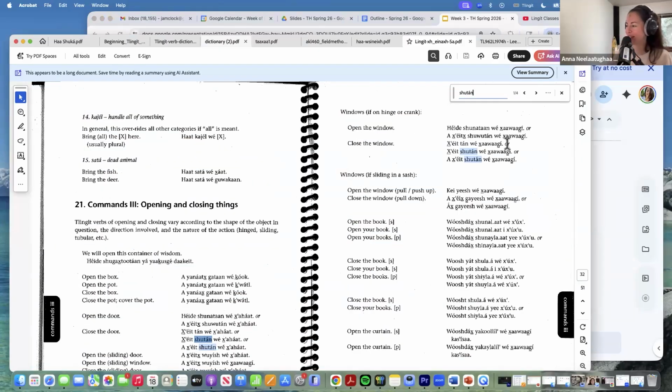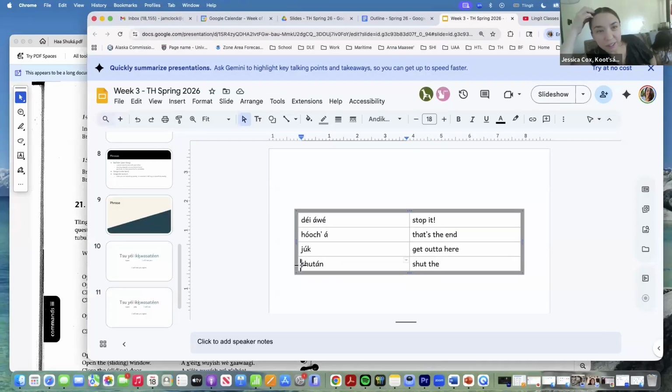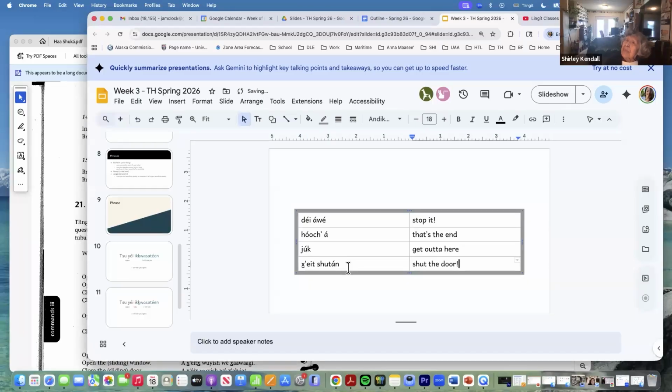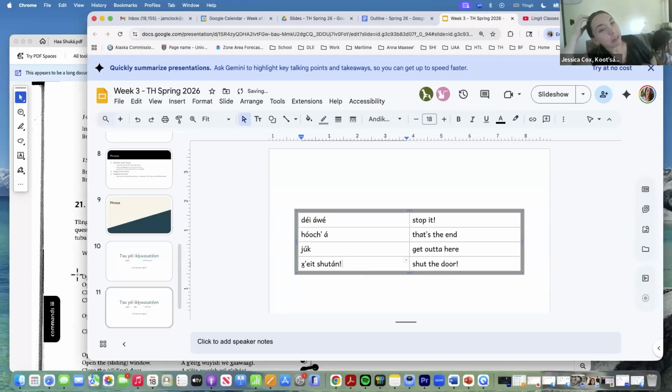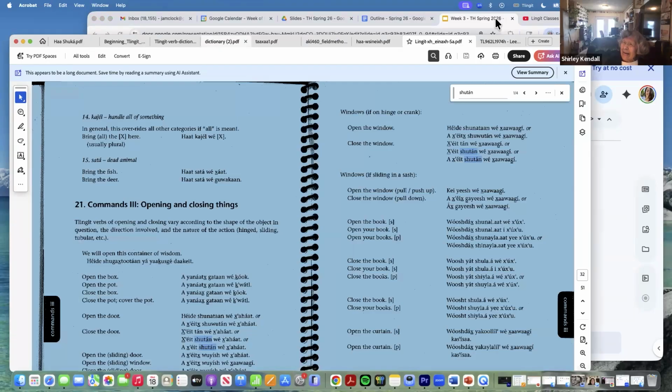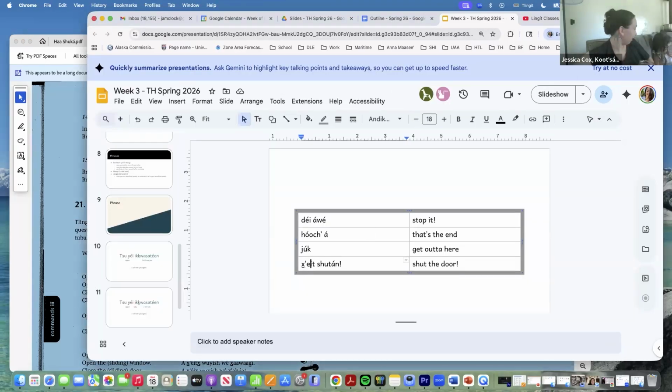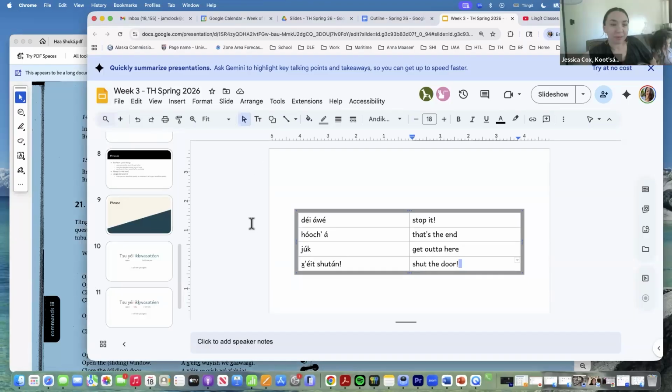Oh, Kate Shutan. Close the door. Yeah, close it too. Can you say that again? I really want to use that one. How do you say the door part? Kate Shutan. I think that's my new favorite phrase. Kate Shutan. You hear that? Close it. That's fun. That's a new one for me. I never heard it before.